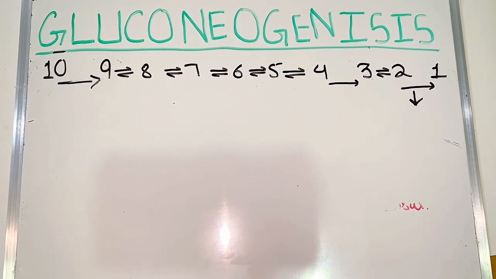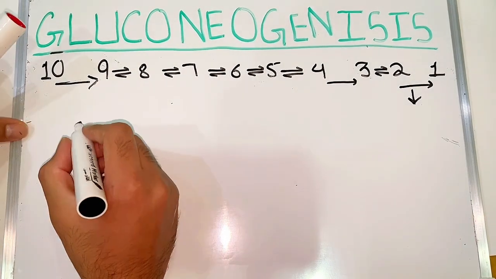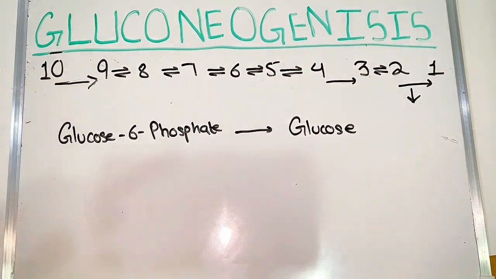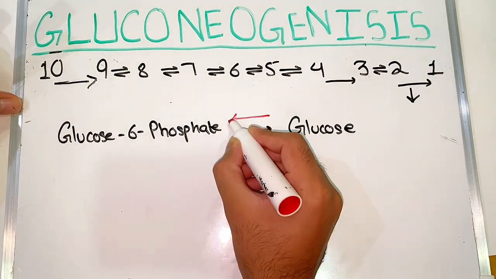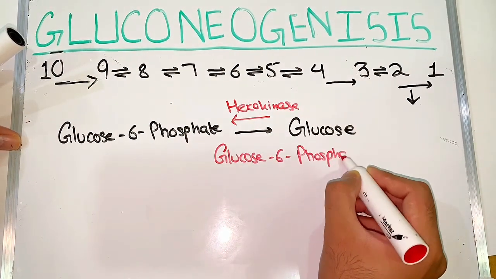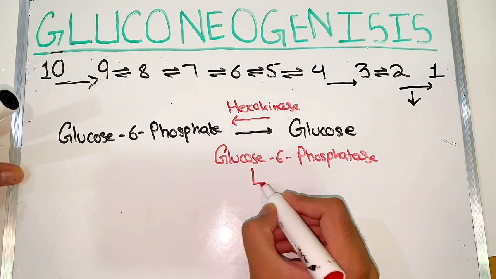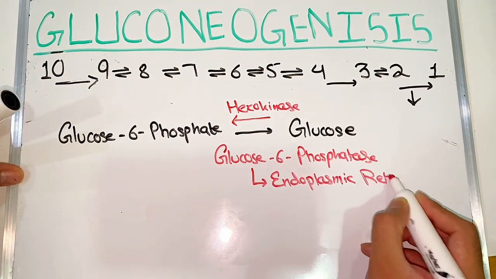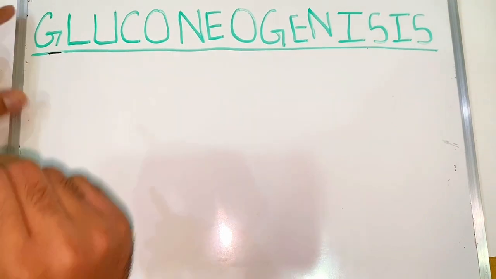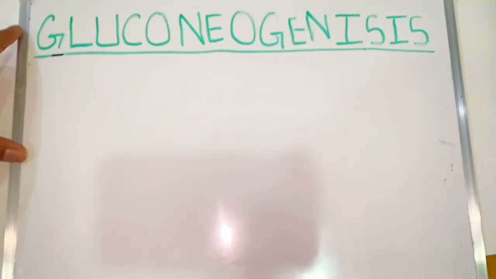Then we will see the last process of gluconeogenesis, in which glucose 6-phosphate will be converted into glucose. In glycolysis, glucose is converted into glucose 6-phosphate by the enzyme called hexokinase. In gluconeogenesis, it will be converted back into glucose by the enzyme called glucose 6-phosphatase. This enzyme comes from endoplasmic reticulum. So this was the whole process of gluconeogenesis, in which there are 3 steps which are irreversible, which take other pathways to convert back to the same product.